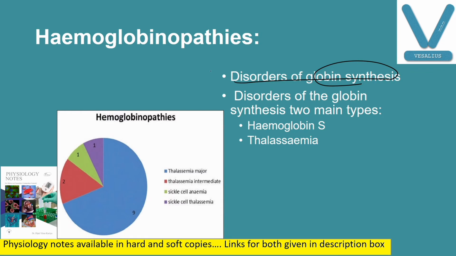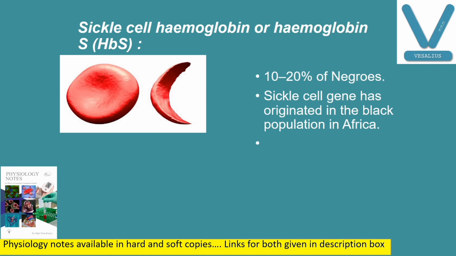There are mainly two kinds of hemoglobinopathies. One is hemoglobin S and second is thalassemia. In hemoglobin S, we will discuss one by one, that is sickle cell anemia. Here, what happens in sickle cell anemia, this is the most important, most common hemoglobinopathy that is found in 10 to 20% of Negroes, and here the sickle cell gene has originated in the black population in Africa.